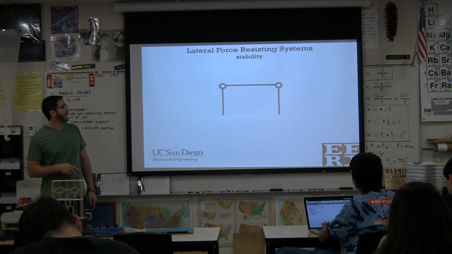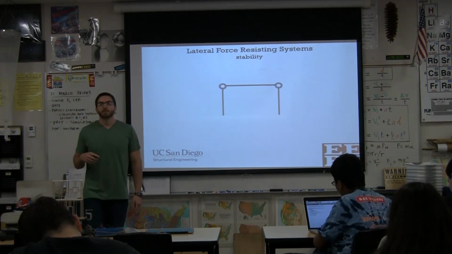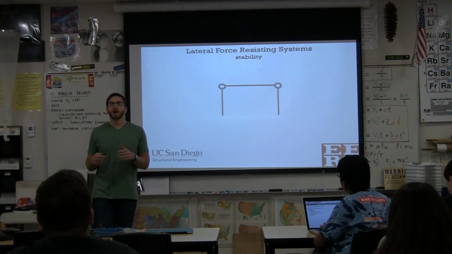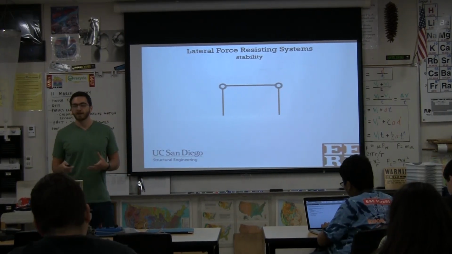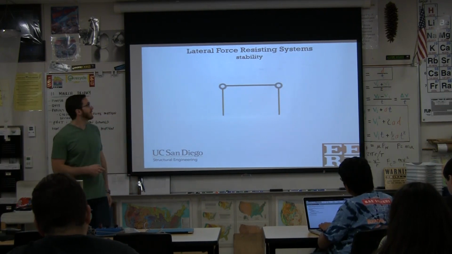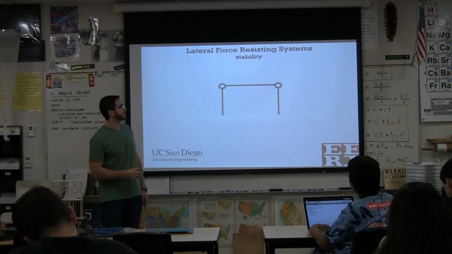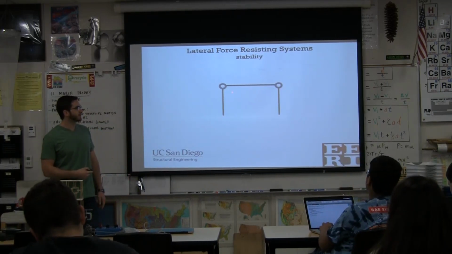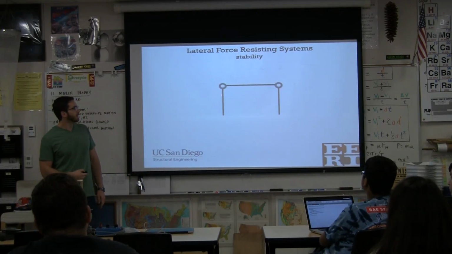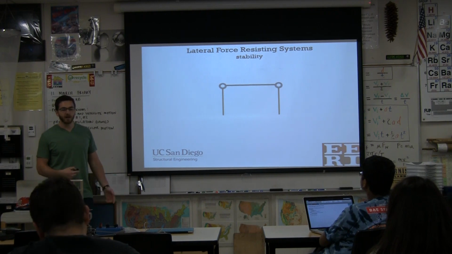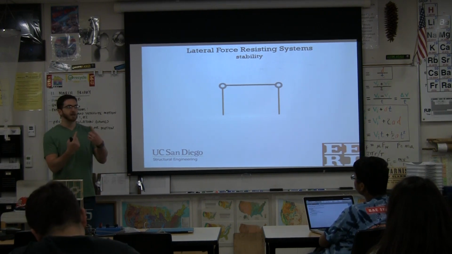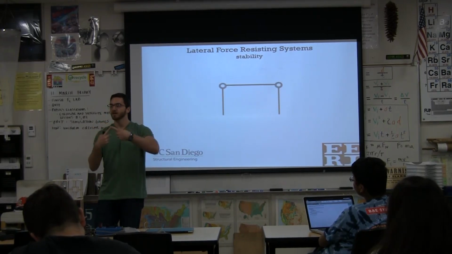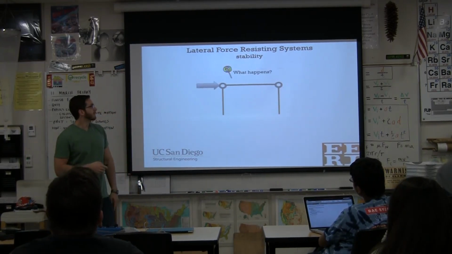How are we going to increase that capacity? Well, before we talk about that specifically, let's talk about why we need to increase the capacity and why we need a lateral force resisting system. So we're going to talk about stability. Here's this little basic structure. These little circles, they're hinges. Think of them like a chain link, like it can just bend around like this. Can you imagine that? Okay. What's going to happen?